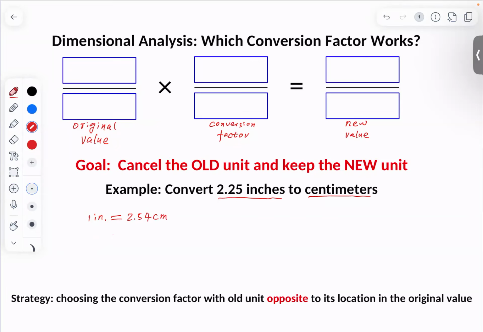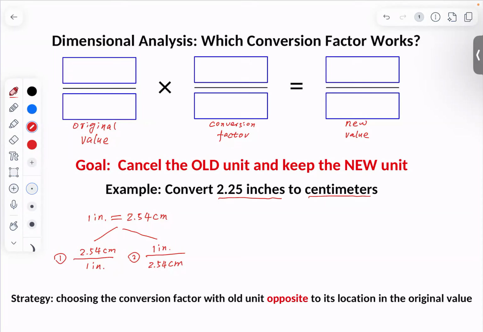Then, based on this relationship, we can have two conversion factors. The first one is 2.54 centimeters over 1 inch. The second one is 1 inch over 2.54 centimeters. Now the question is, which one are we going to choose in this calculation? Now, let's try them one by one.